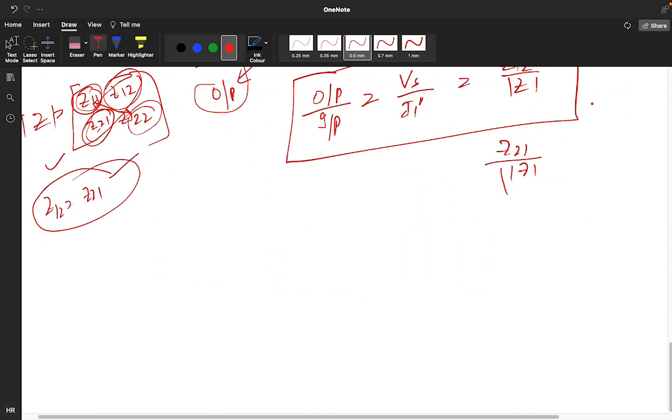Is it clear, or any doubt in this part? Anyone having any doubt? Prasanna, clear? Yeah. Okay. While solving the question, you will understand more perfectly.